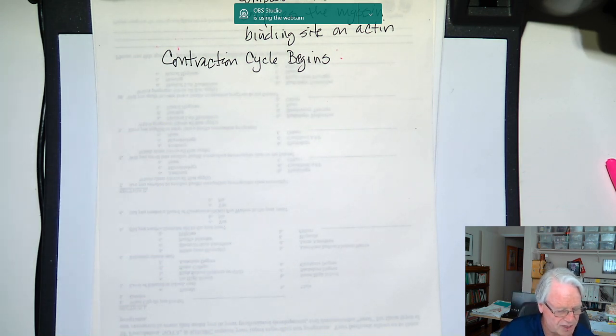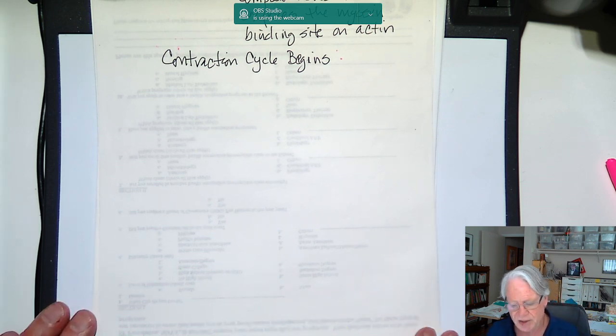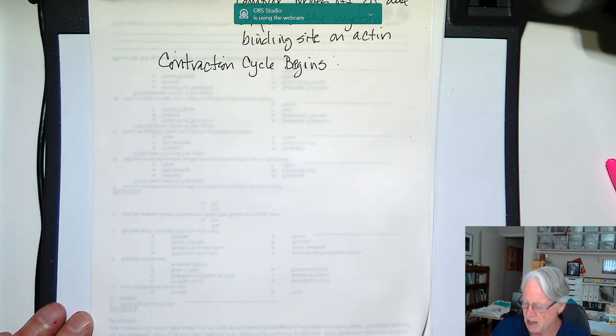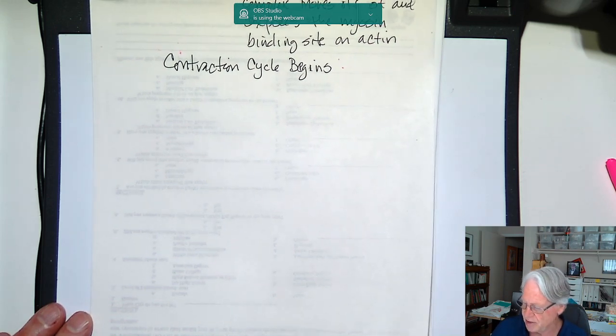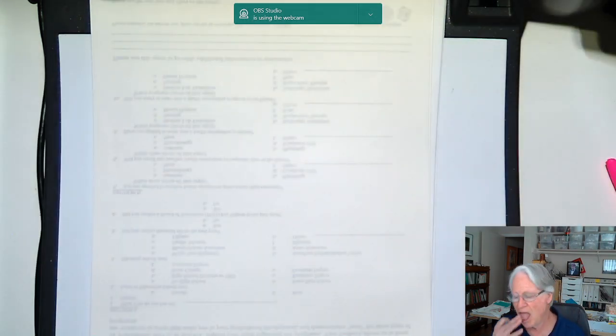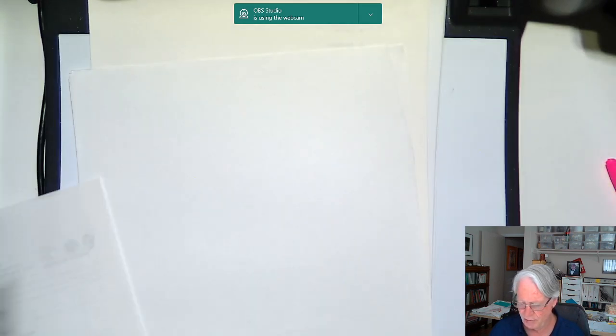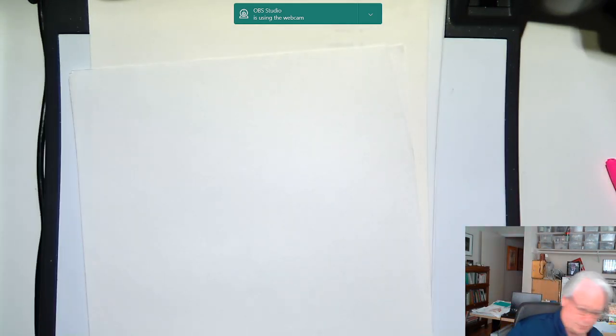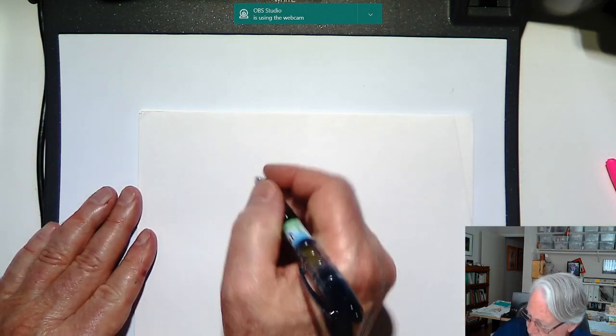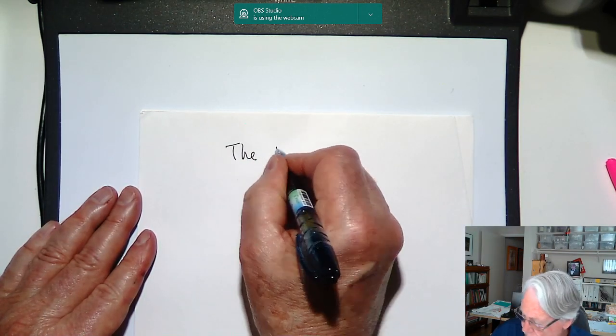So we've set the stage now for that cycle that we've described. And what I'm going to do next is, in your notes, step by step, describe the contraction cycle. And that is very distracting, so I'm going to get rid of those. The contraction cycle.